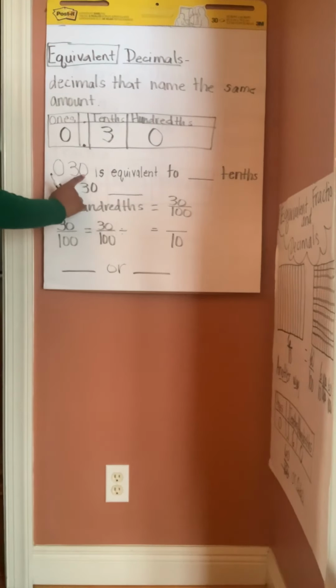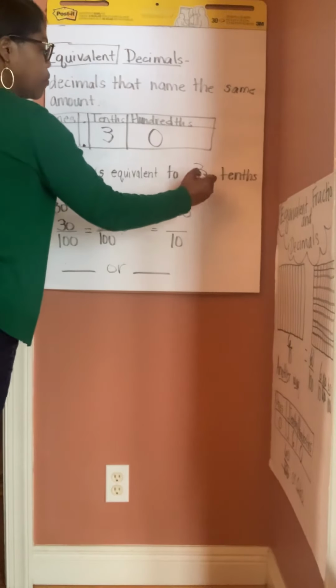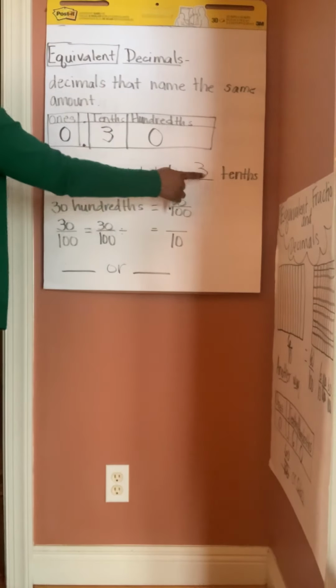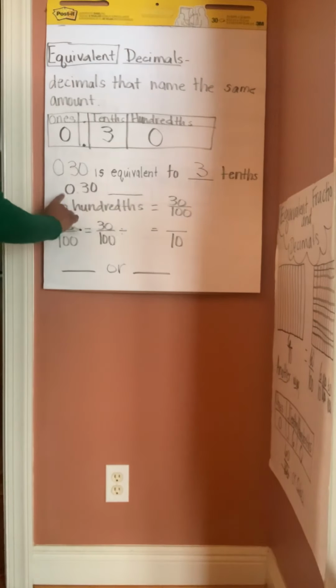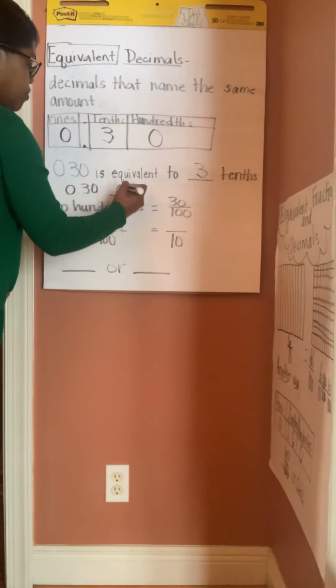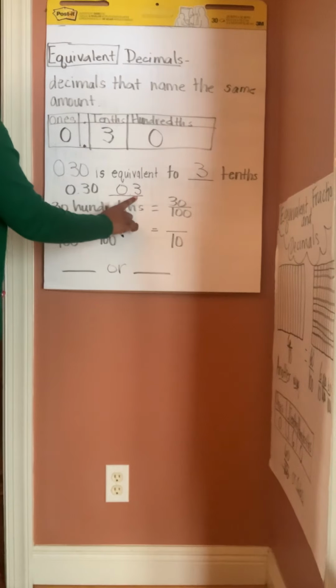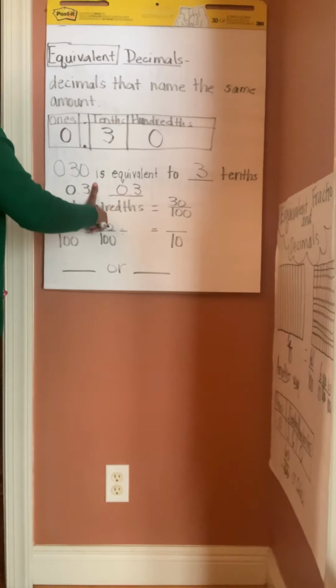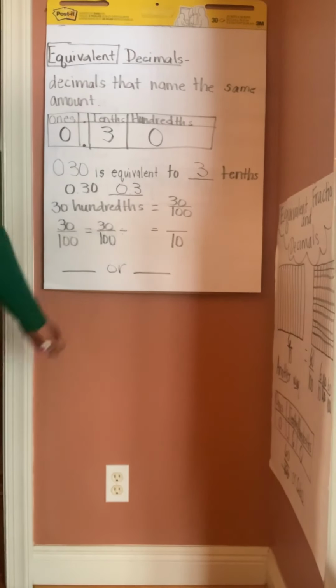So 30 hundredths is equivalent to 3 tenths, because here's my 3 in the tenths place. And I can write 30 hundredths as 3 tenths. This represents the same amount as that. You see, if I cover this 0 up, 30 hundredths, it's 3/10. They represent the same amount.